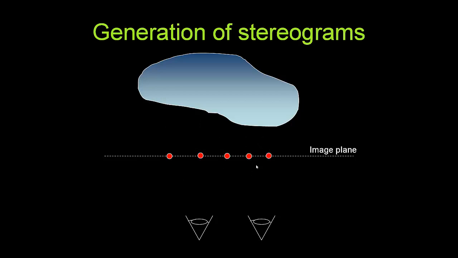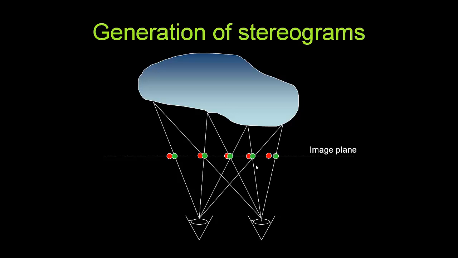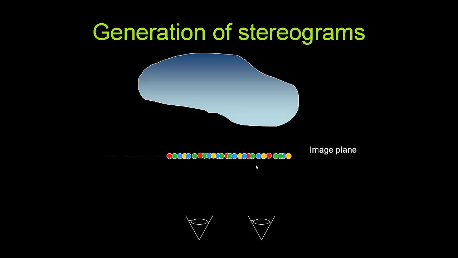Okay, so when you finish this, you have a bunch of red points. Now let's pick another point and make it green. Right, and similarly, you can repeat this and you have a bunch of points again. Now, if you do this enough times, you have a whole bunch of different colors all on the image plane. And this together will form the stereogram. Now the question is, how far is one red point from the next?